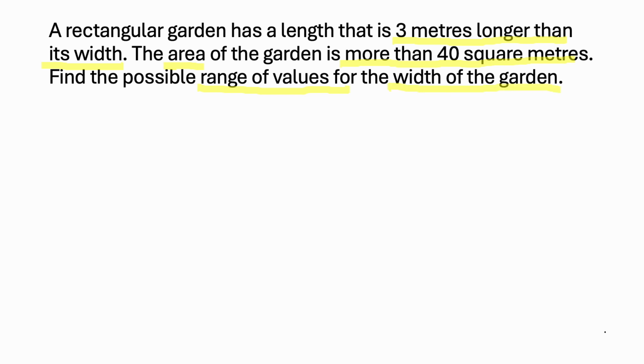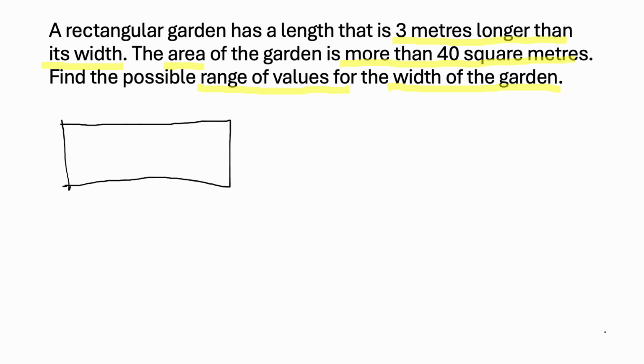Okay, very good thing for us to underline or highlight key information in our question, just so that we don't miss any vital things that we may need to do to answer these sort of questions. So first thing I like to do is to draw a rectangle, so we have an idea of what we are working with. So this is a rectangular garden. Its length is 3 meters longer than its width.